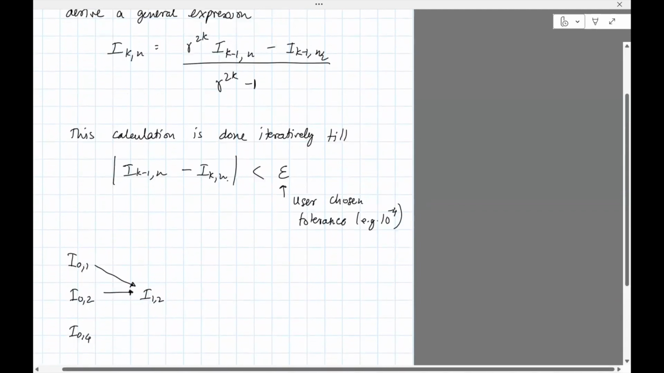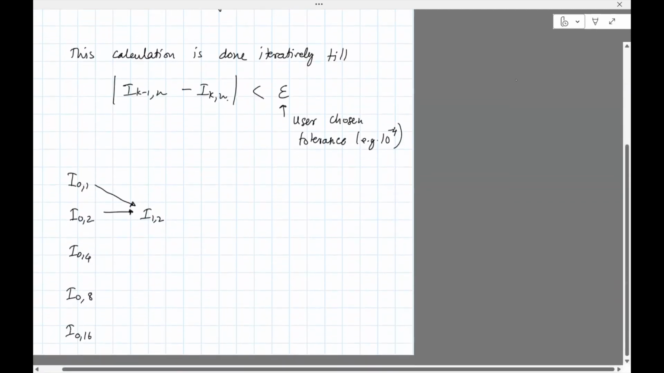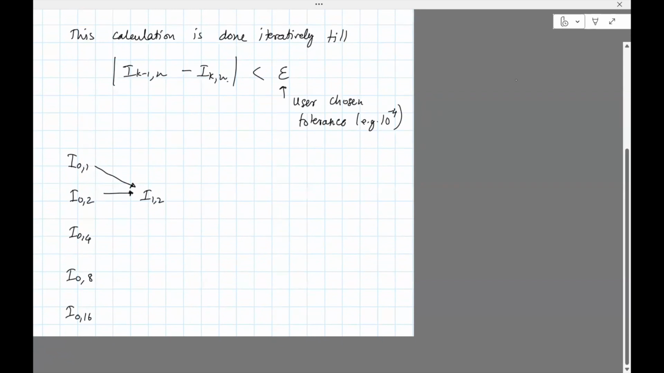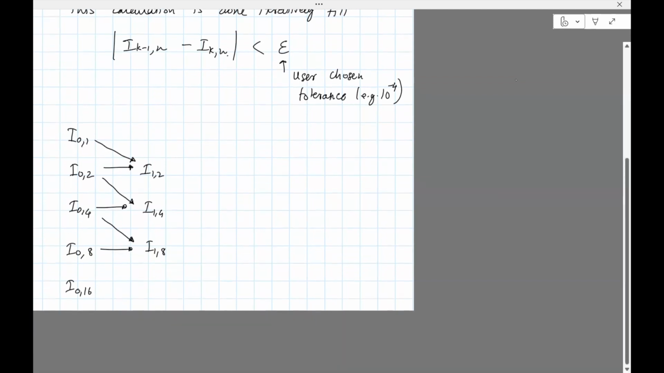So this is the formula I wrote down. You have to use this formula. It'll give you I1,2. You'll get accuracy of delta x raised to 4 for the trapezoidal rule, and of course higher for the Simpson. Then do this for 1,4. You'll use this value, this value. Then you do it for 1,8. Then 1,16.